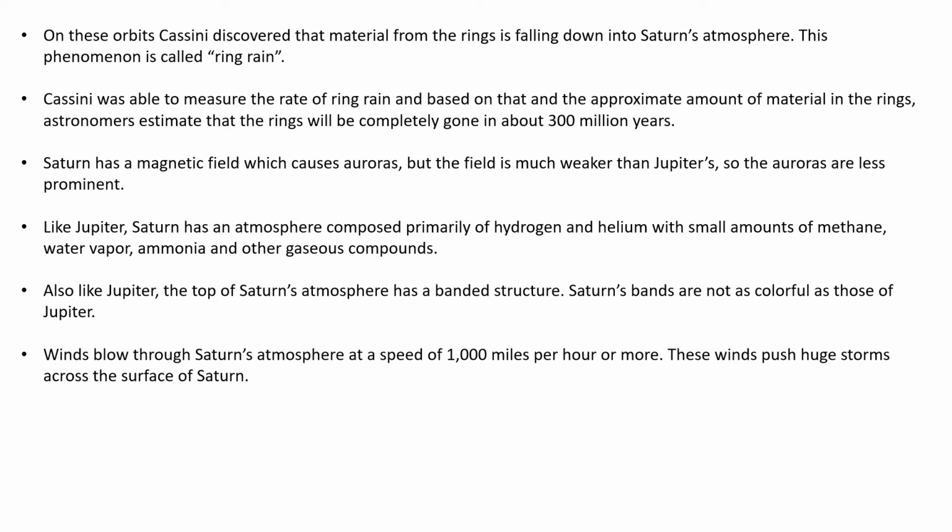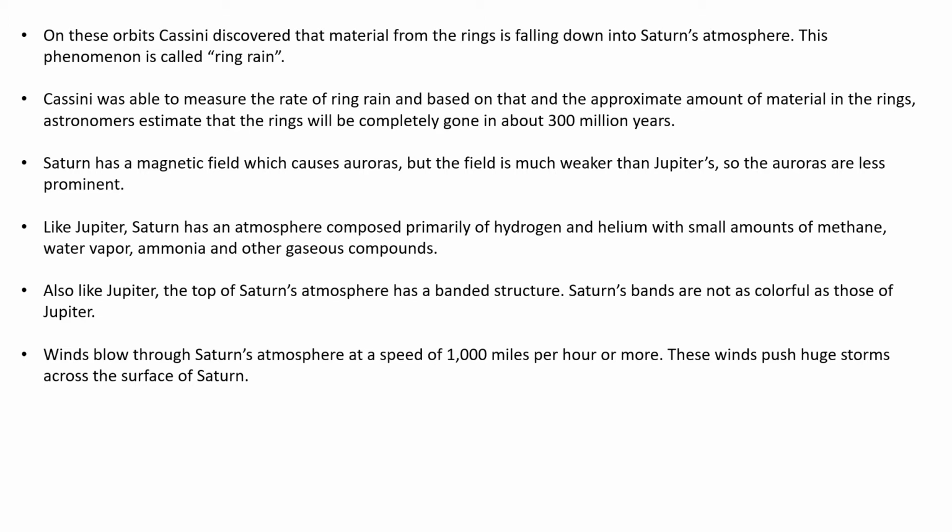Saturn has a magnetic field which causes auroras, but the field is much weaker than Jupiter's, so the auroras on Saturn are not nearly as prominent as those we saw on Jupiter. Like Jupiter, Saturn has an atmosphere composed primarily of hydrogen and helium, with small amounts of methane, water vapor, ammonia, and other gaseous compounds. Also like Jupiter, the top of Saturn's atmosphere has a banded structure. Saturn's bands are not as colorful as those of Jupiter.